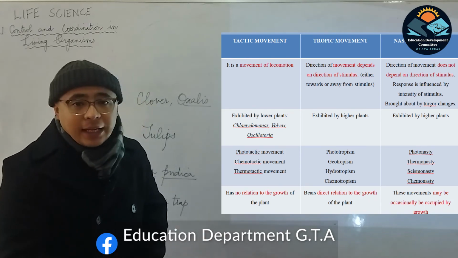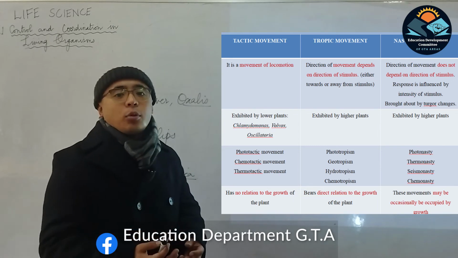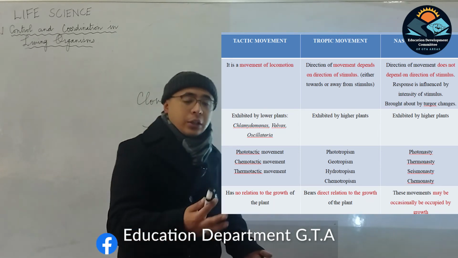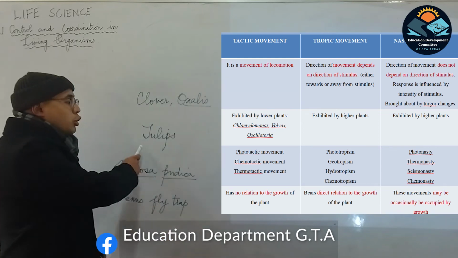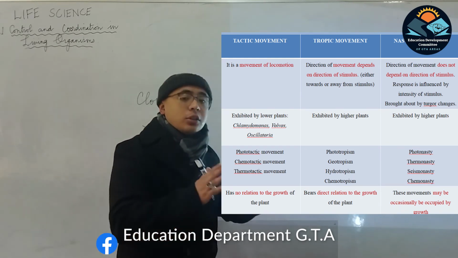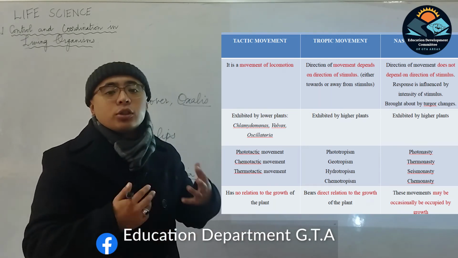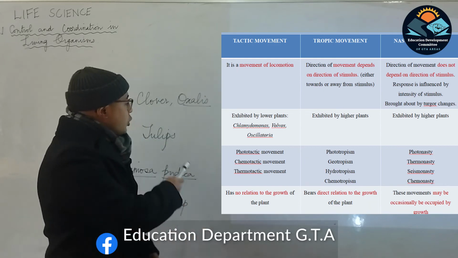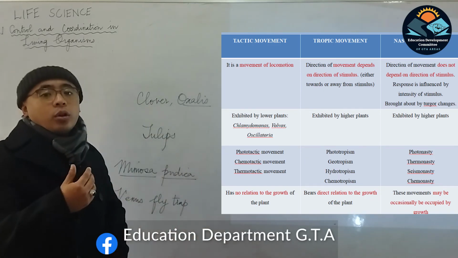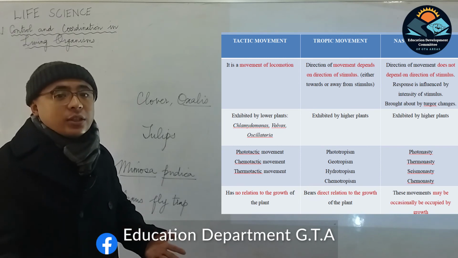The second type of Nastic movement is thermonasty, which is a Nastic movement in response to change in temperature. Here the example would be tulips. Tulips will bloom in a certain range of temperature. If the temperature changes, they will stop blooming. So here tulips are said to exhibit thermonasty, a response to change in temperature.